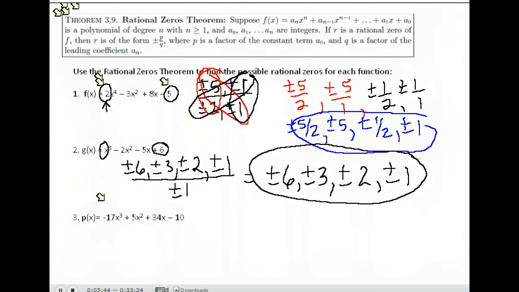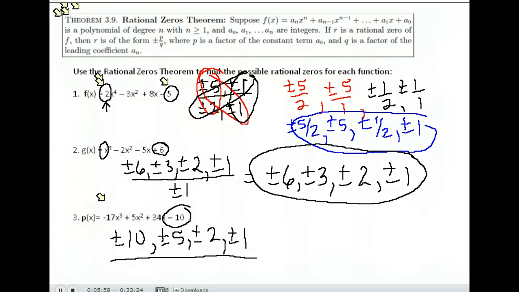Again, we want to write the possible rational zeros. So we put the factors of the constant term, 10. Its factors are 10, 5, 2, and 1. Those are all the numbers that will divide evenly into 10. Over the factors of 17: 17 and 1 are my only options there. So now let's write out all of those possibilities. You take the 10 and put it over the 17 and over the 1. And then we move to the 5 and do the same thing.